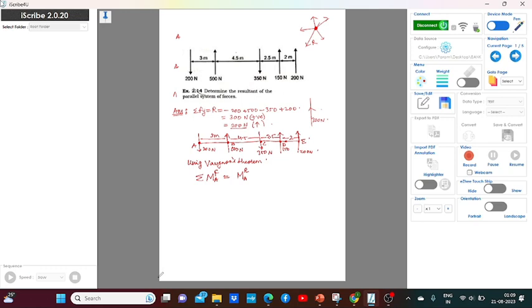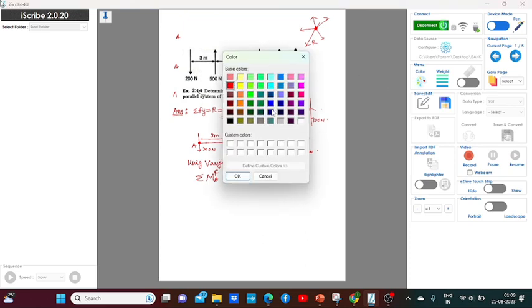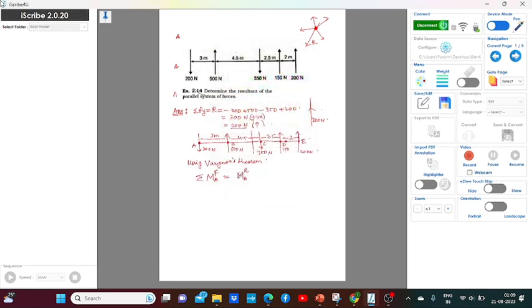Let me assume that this is the resultant which is going in the upward direction, and it is at a distance of point D. Now let me apply Varignon's theorem. When I go for moments, again and again I am telling you that anti-clockwise will be considered positive and clockwise negative.